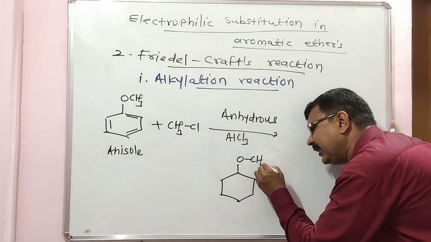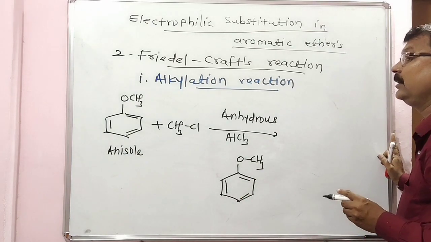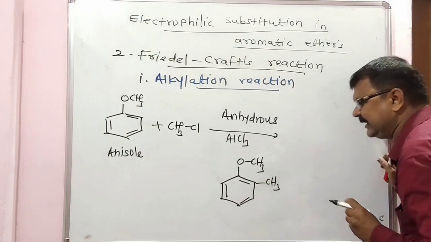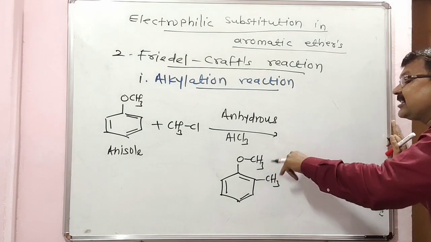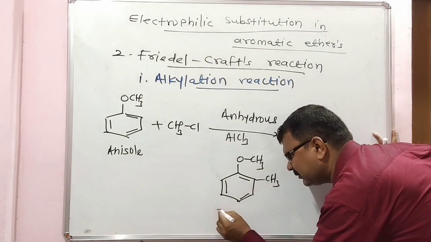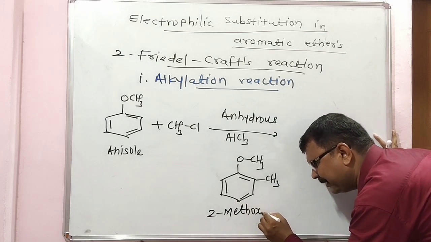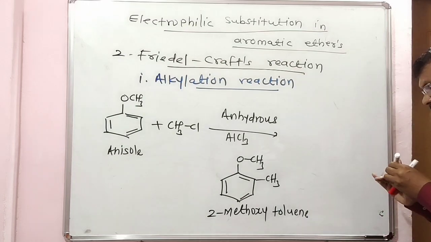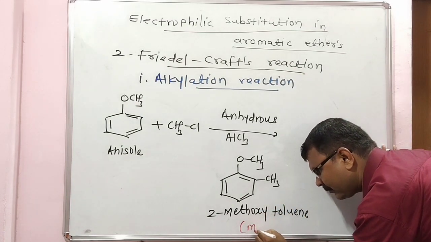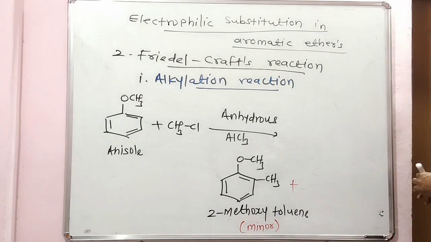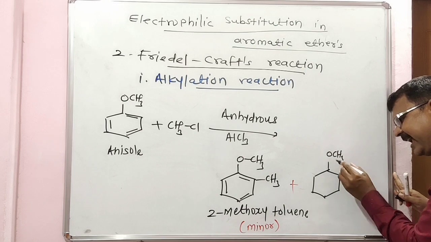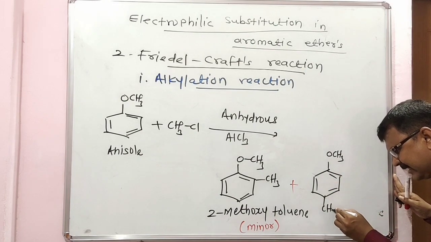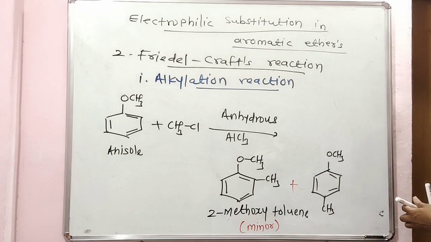OCH3 with CH3 at the ortho position. The name of the compound is ortho-methylanisole or 2-methoxytoluene. This is the minor product, ortho. Plus the next compound: OCH3 with CH3 at the para position, named 4-methoxytoluene.